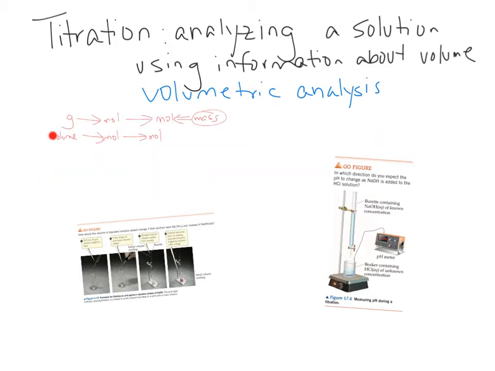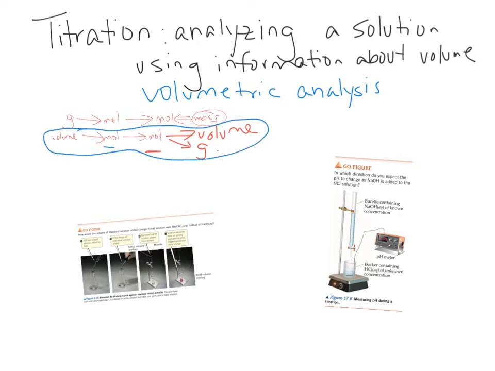So this second one, the volume to moles, that's what we're thinking about. And then sometimes, once we find the second amount of moles from our balanced reaction, we'll either translate it back to volume of something else or to grams. So this one is volume analysis. Again, molar relationships are key, and you see moles in the middle there. So titration is analyzing a solution using information about volume.